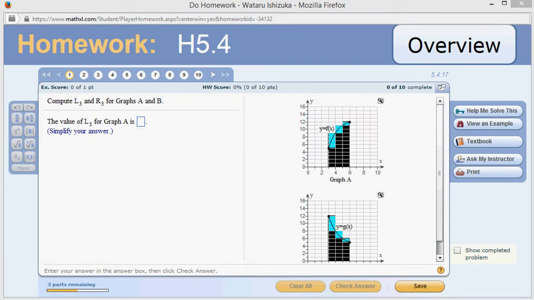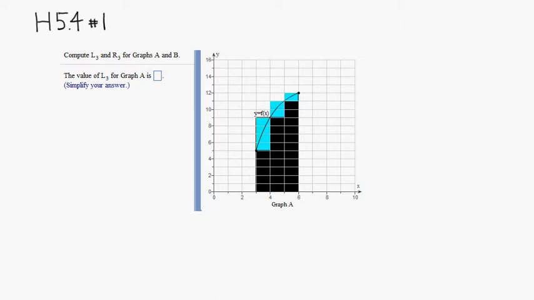Let's look at homework 5.4, problem number 1. We want to find the left sum with n equals 3 for graph A. Let's do that. So, the left sum at 3. We're talking about this rectangle in black.